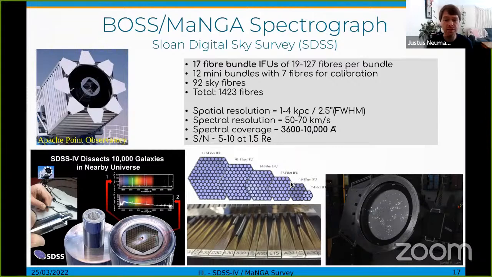This was really the goal, to have this multiplexing, so we can observe up to, or actually we observed, 10,000 galaxies. The spatial resolution that we achieve is about 2.5 arcseconds, which at the redshift of the MaNGA galaxies is between 1 and 4 kiloparsecs. So we're really on kiloparsec scales. And we have a large spectral coverage from 3,600 all the way up to 10,000 angstroms. These fiber bundles are all plugged on the observation plate, as can be seen on the lower right-hand side.